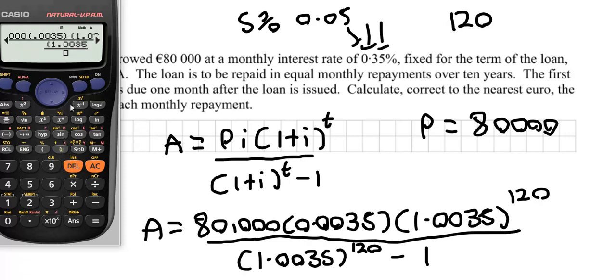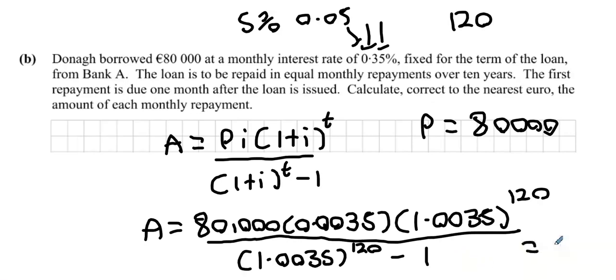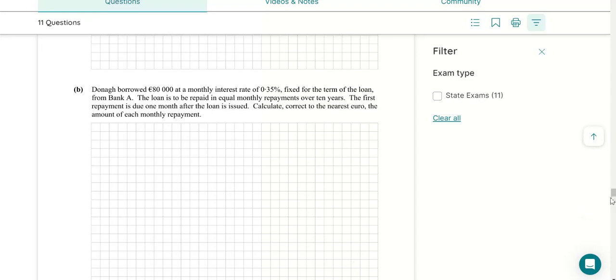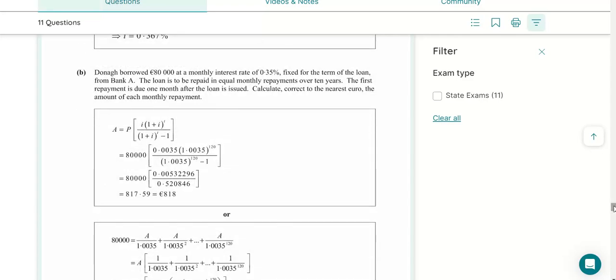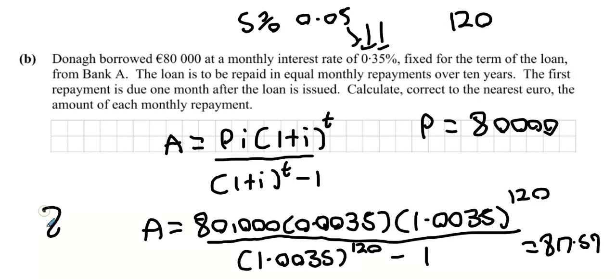817. Sorry, I made a mistake there with the fraction. Let's get rid of it. 817 sounds about right. So we're just expecting this to come out as 817.59. Okay. And as I said, marking scheme wise, we got the question here, and we're looking at 818. So it doesn't actually give me the marks for it there, I'm afraid, but 818. We all good?